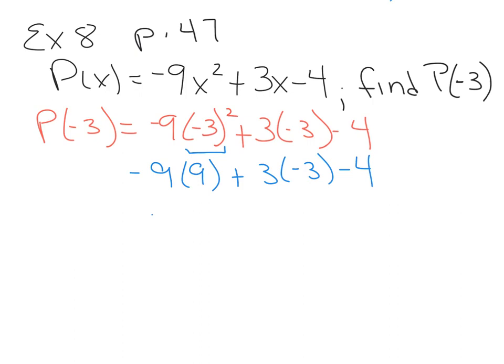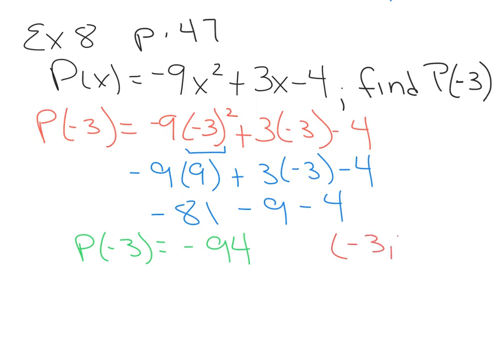So this will make negative 81. This makes negative 9, 3 times negative 3, and this makes negative 4. And then when I add all those numbers together, they're all negative, we get negative 94. So p of negative 3 equals negative 94, which in an ordered pair means that when x equals negative 3, y equals negative 94.